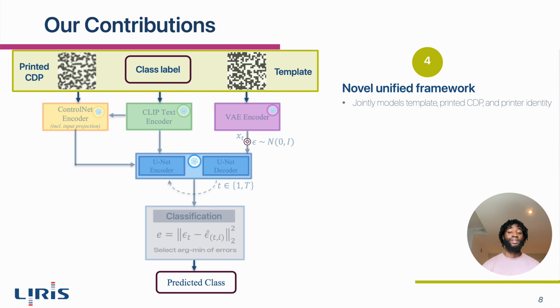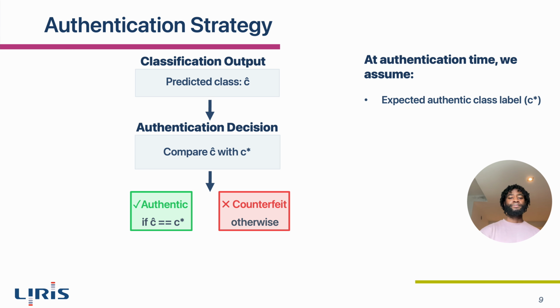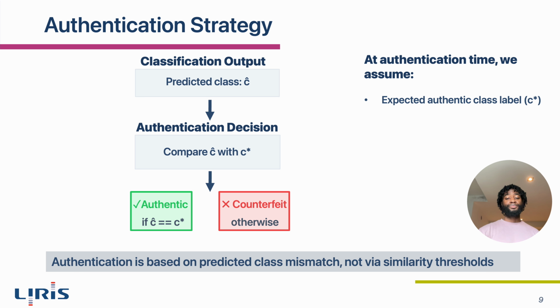Finally, on the application side, we propose a novel framework that jointly uses the template, the printed CDP, and printer identity for improved, robust authentication. Subsequently, for authentication, we simply check whether the predicted printer matches the enrolled authentic printer. If it matches, the product is authentic. Any mismatch, even another legitimate printer, is considered counterfeit.